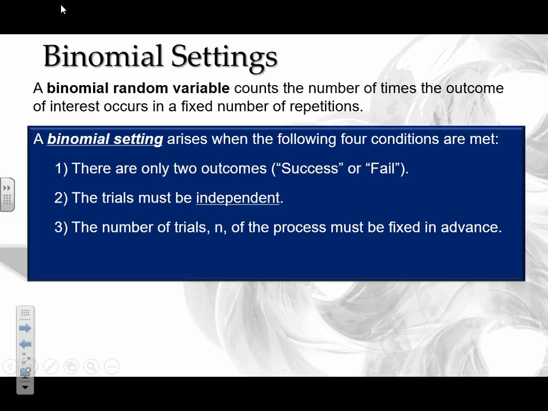The number of trials, which we denote with the letter N. So the number of trials for your process must be fixed in advance. So we're not doing something until a certain outcome occurs. We are doing something a specific number of times, and that's it. So I'm going to flip my coin 20 times and be done. I'm going to roll my dice 10 times and be done. So there has to be a fixed number of trials at the onset.